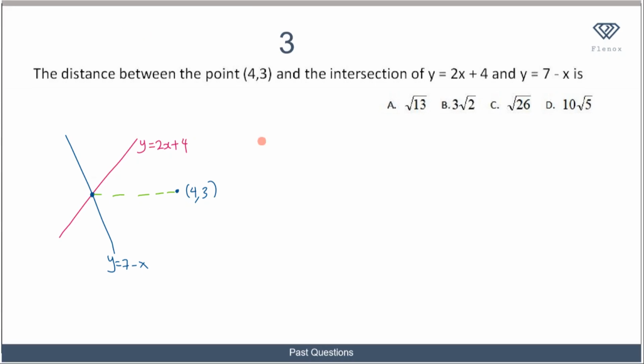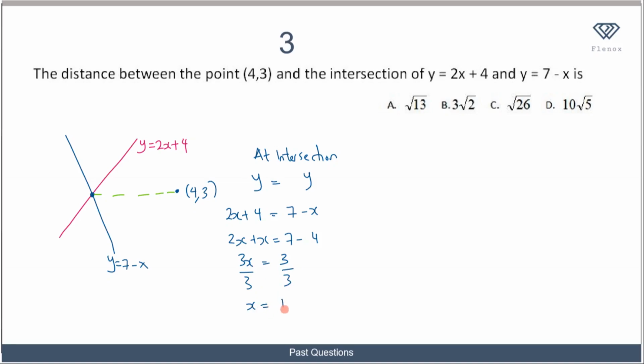So at the point of intersection, the value of y of both lines are equal. So I have y over here, this y here is equal to this y over here. And the value of y over here is given as 2x plus 4. So I have 2x plus 4 is equal to 7 minus x. So when I collect like terms, I have 2x plus x is equal to 7 minus 4, and I have 3x is equal to 3. If I divide both sides by 3, I have the value of x being equal to 1.